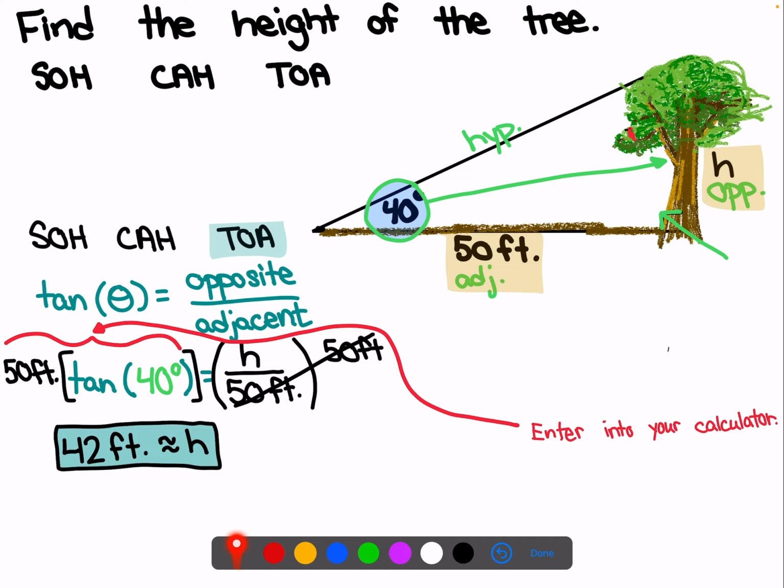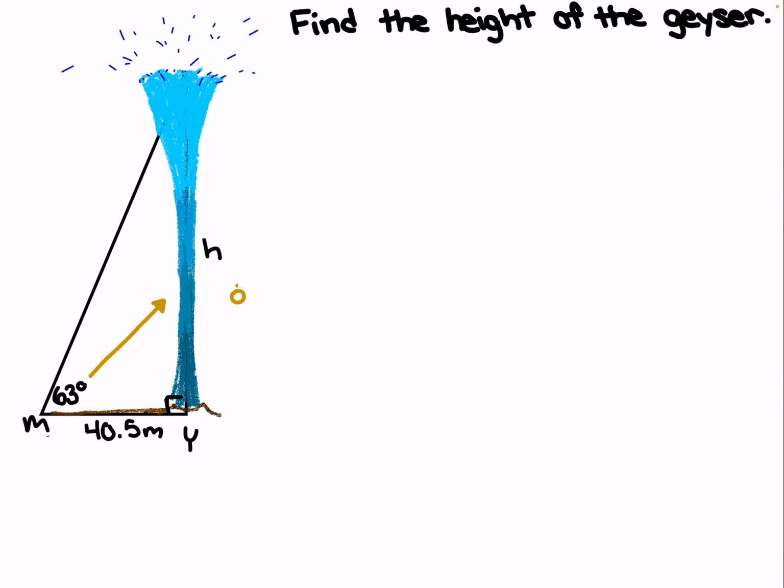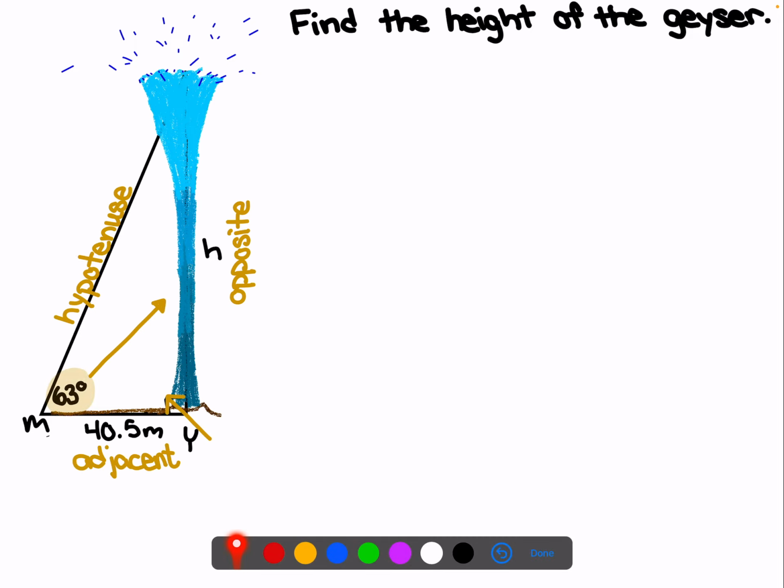All right, let's try out one final question. Lastly, we want to find the height of the geyser. So we have this geyser, it's shooting water into the air, and we want to find how tall the water is actually going, how far into the air it is. We're looking up at the top of the geyser at 63 degrees. We're 40.5 meters away from it, and we want to find the height. So, to get started, again, we look at what angle we're focusing on. In this case, it's 63 degrees, so we label our sides from there. H is opposite, blank side is hypotenuse, and 40.5 is our adjacent.